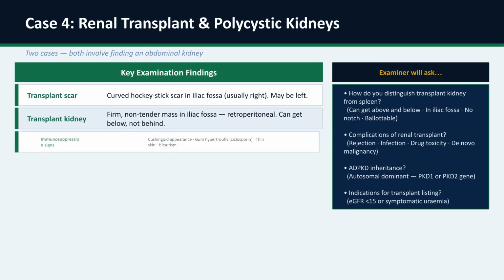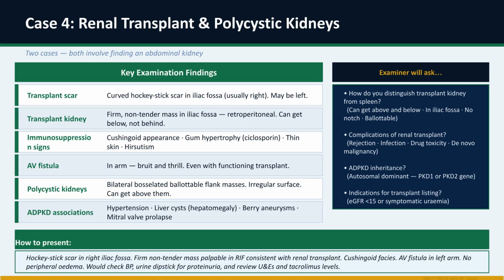Polycystic kidney disease, adult ADPKD, autosomal dominant polycystic kidney disease, presents with bilateral enlarged, irregular, ballotable kidneys. The kidneys may be enormous, filling the flanks bilaterally. Key findings: bilateral flank masses. Ballotable, you can get above them. Unlike the spleen, the masses are bimanually palpable. The surface is irregular and bossellated due to the cysts. May be non-tender or mildly tender.